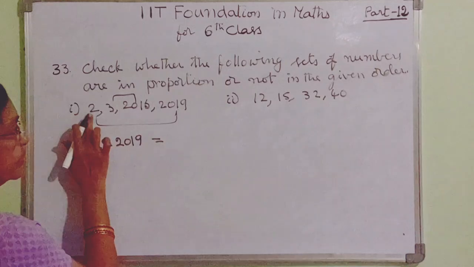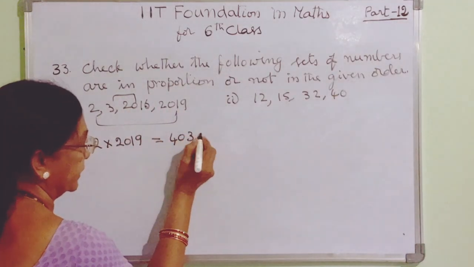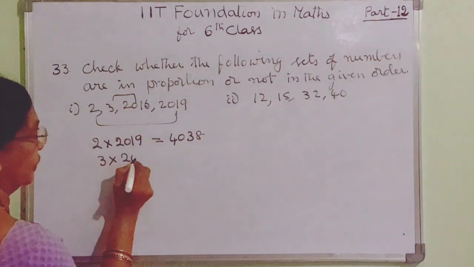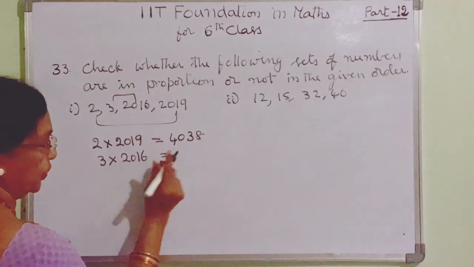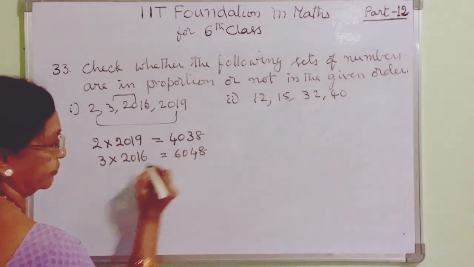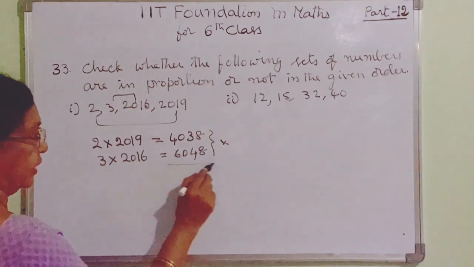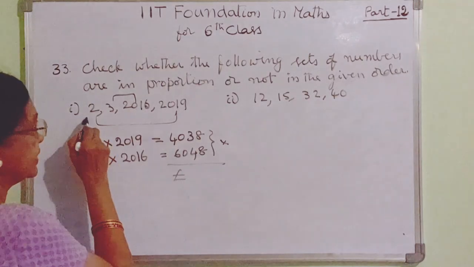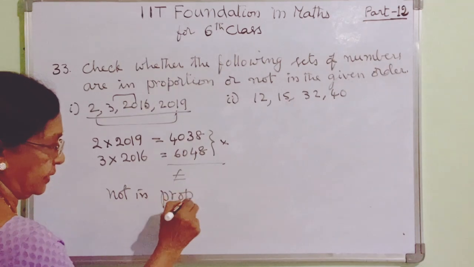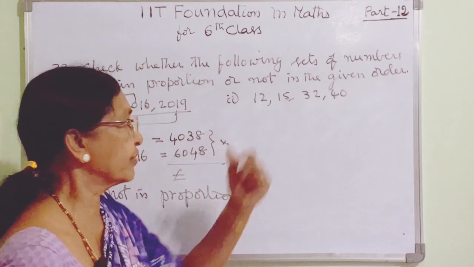Here the product of extremes, 2 into 2019, is 4038. And the product of means, 3 into 2016, is 3 sixes 18, 3 threes 9 plus 1, 4034. So these two are not equal. Therefore, these 4 numbers are not in proportion. Let us see the other set of numbers.